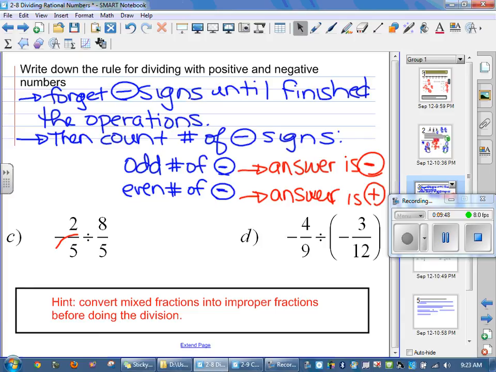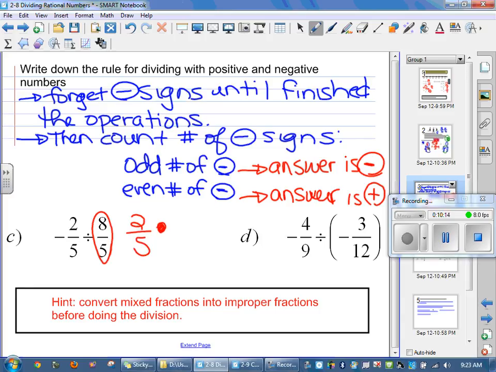So example C, how many negative signs do you see? 1. So is our answer going to be positive or negative? It's going to be negative. Good. So now you just forget the negative signs completely and you do all your multiplying and dividing rules. So dividing rules say, flip the second one and change it to times. So I'm going to have 2 over 5 timesing by 5 over 8.